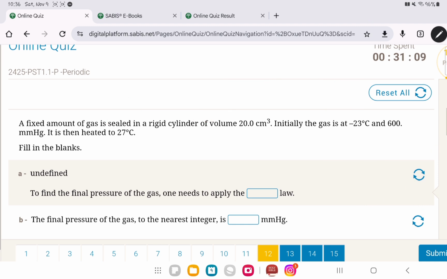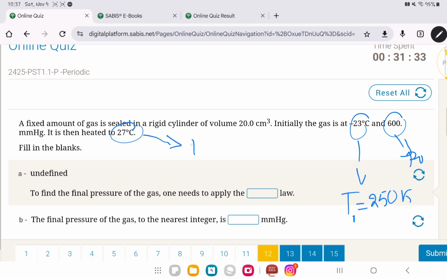Let us quickly identify what we have. We have the initial temperature, but we need to change it to Kelvin. So you do minus 23 plus 273, and you are going to get 250 Kelvin. This is temperature 1. Then you have pressure 1, which is 600 millimeters of mercury. They told us it is then heated to this. So temperature 2 is going to be 27 plus 273, which is 300 Kelvin.